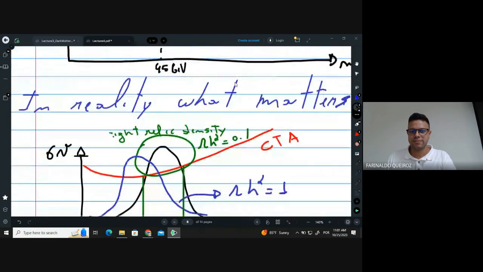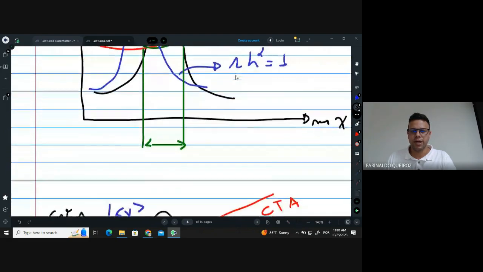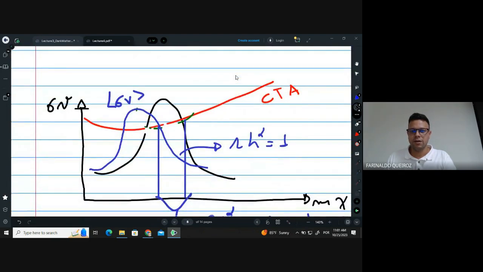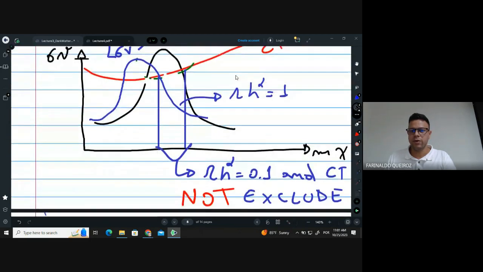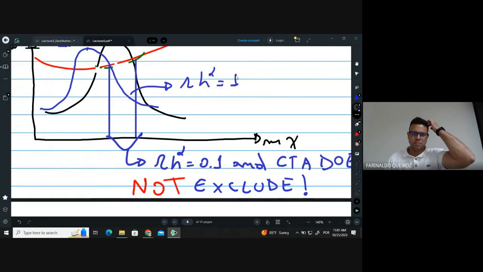Everybody's quiet. So this is what I was just discussing, that this region here would be okay. And now I'm discussing again. So what I want to conclude is that CTA, for instance, if this is true, CTA would not exclude that range of mass. Okay? Would not. See?